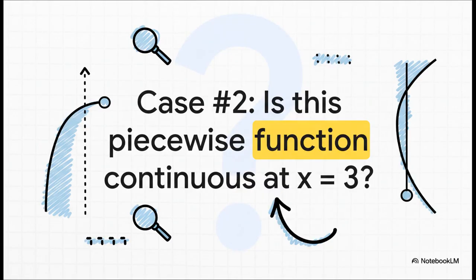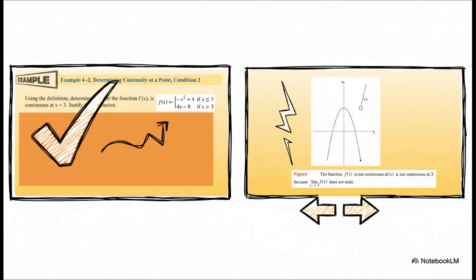All right, let's move on to our next case. This one's a little more clever. It's a piecewise function, which is just a fancy way of saying it plays by different rules depending on where you are. Our investigation is focused right on that spot where the rules change, at x equals 3. Okay, let's run the test.